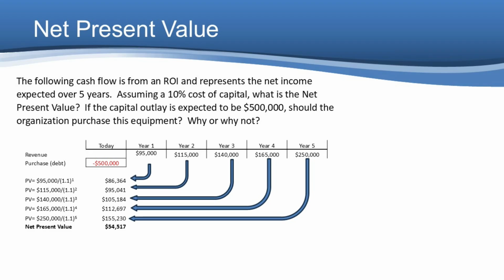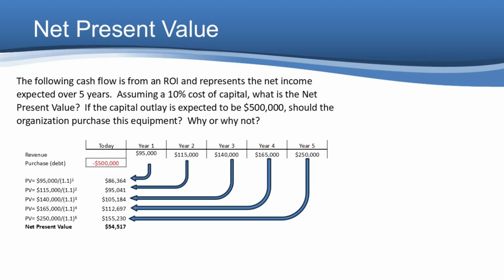After completing the calculations for all the years, I sum them together and get $554,517. We must also account for the $500,000 cash outlay as a negative number at the beginning. Therefore, the net present value is $54,517. We have more money than we started with and do not expect to lose money on the investment.